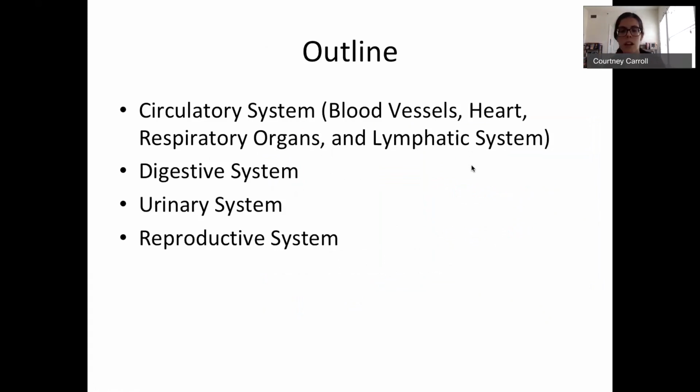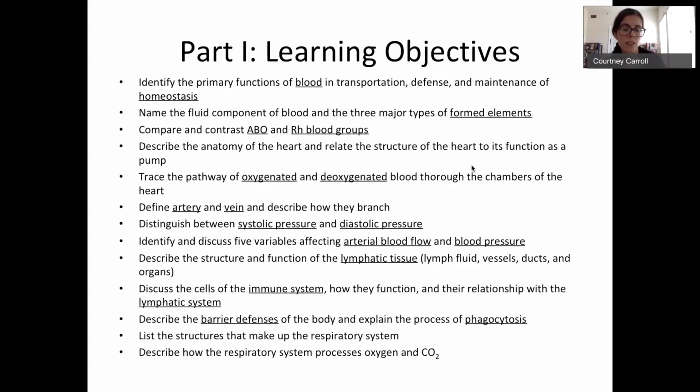These are the systems that help us transport nutrients around our body, and it can be divided into our cardiovascular system, which moves blood through blood vessels with our heart, the lymphatic system, which helps move immune cells through our body, and the respiratory system, which helps us take in oxygen and release carbon dioxide. And for this part, we have several learning objectives involved with those different groups.